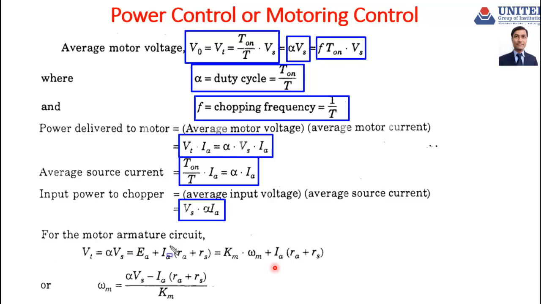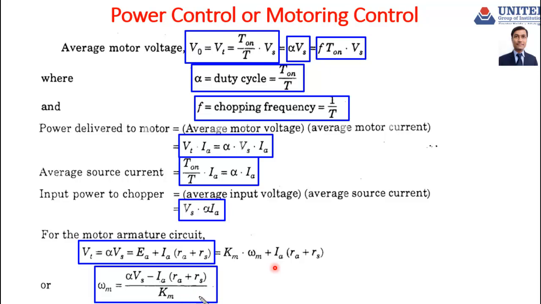Now the motor armature circuit equation can be written as Vt is equal to alpha into Vs, and also we know that Vt is equal to Ea plus Ia into Ra plus Rs. Here we take the motor as a series motor, so we can write that as Km into omega m plus Ia into Ra plus Rs. Therefore from here the speed of the motor can be given by omega m is equal to alpha into Vs minus Ia into Ra plus Rs upon Km.